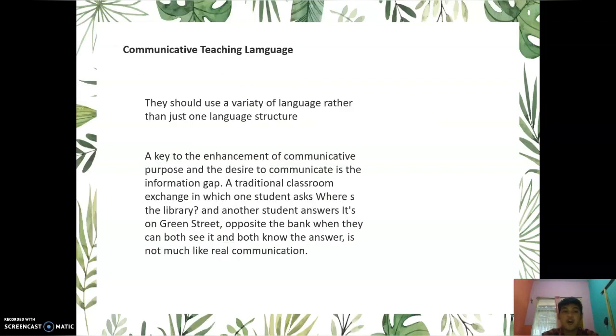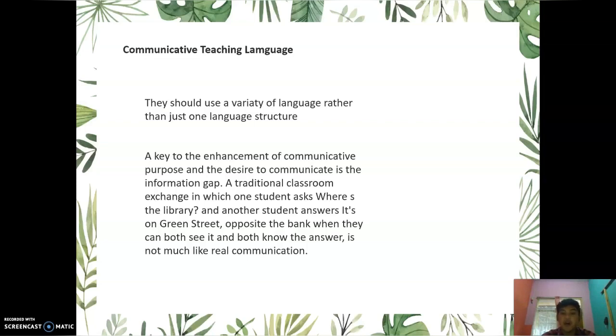And then the next, Communicative Language Teaching. A real problem when attempting to define CLT is that it means different things to different people. One of the things that CLT embraces within its family is the concept of how language is used.